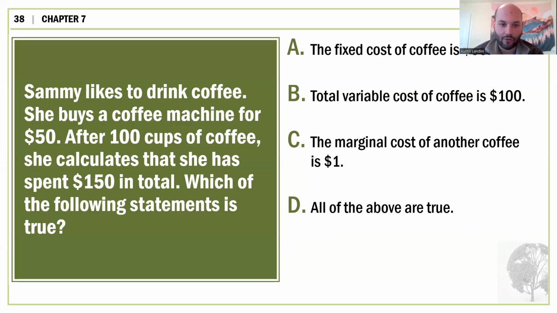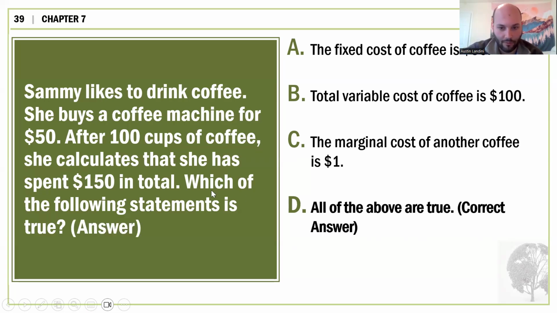And then the variable cost, once she started drinking coffee, how much additional did it cost her? Well, for producing 0 cups of coffee, it would have cost her the coffee machine, $50. After 100 cups of coffee, she spent 150. So the total variable cost of producing more coffee is 100. Then in addition, if it cost $100 to produce 100 additional cups of coffee, what is the marginal cost on average? If she produces a 101st cup of coffee, it will cost her $1 more on average. All right, so all of the above statements are true here from this word problem.